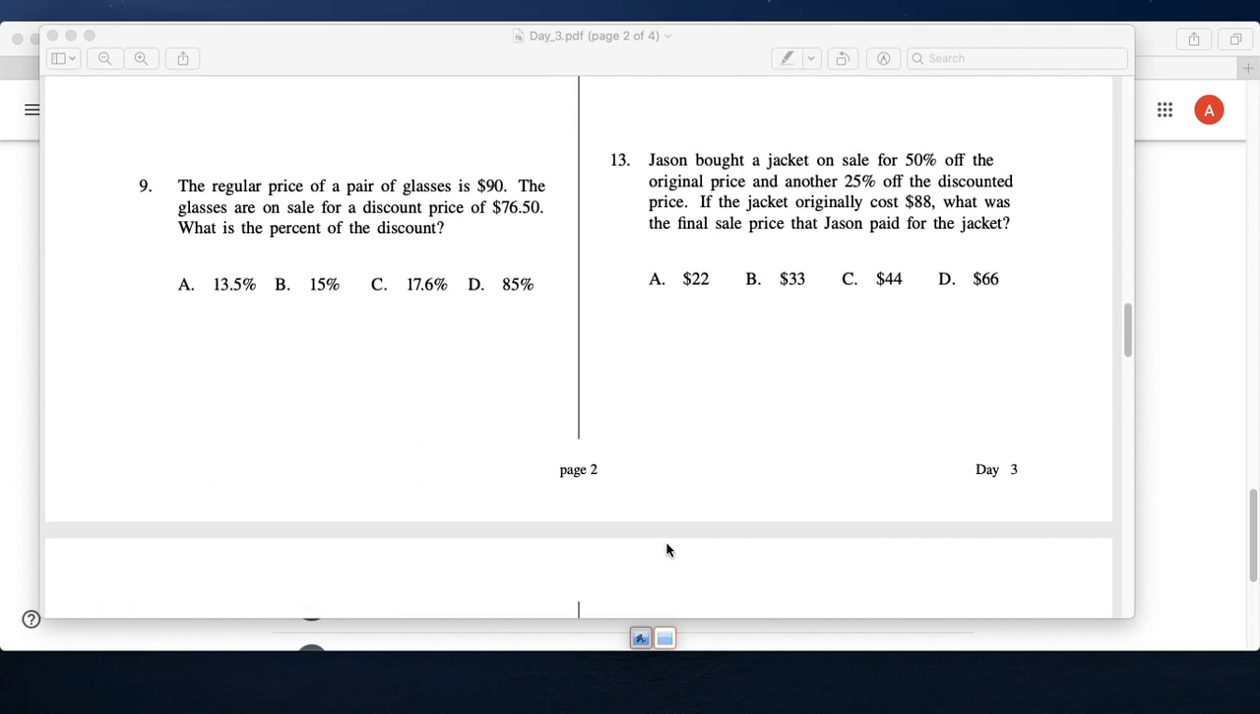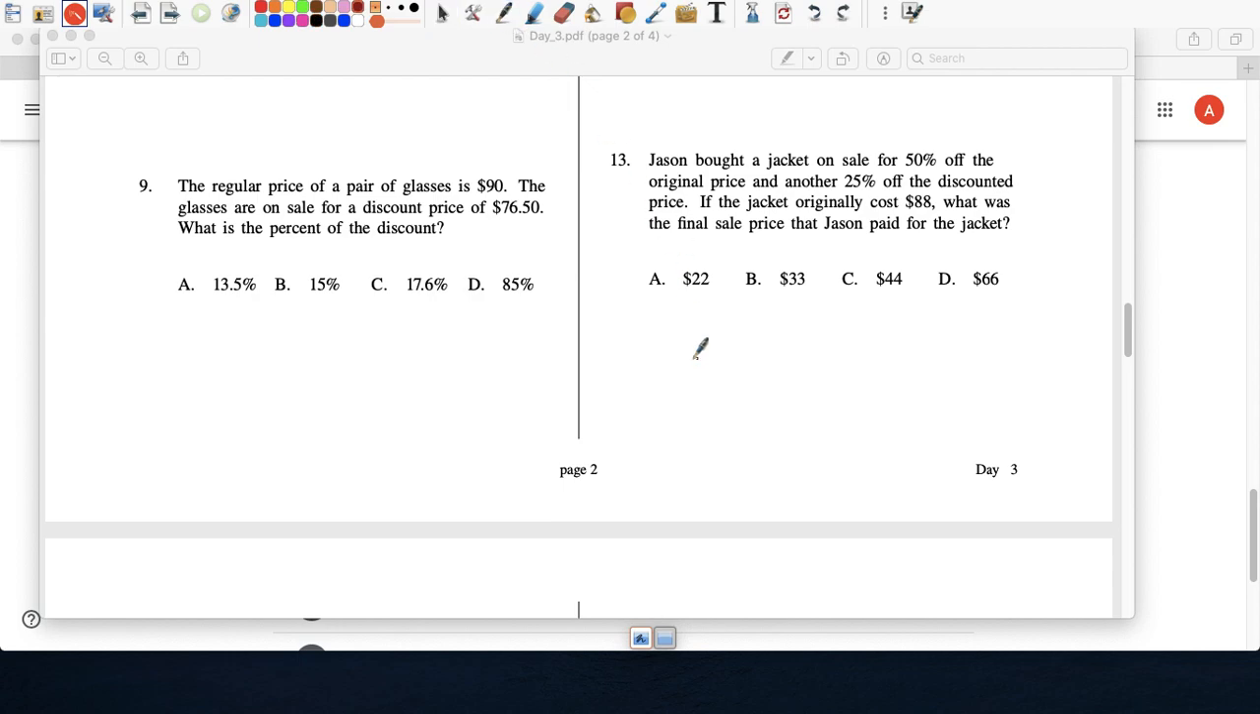13. Jason bought a jacket for 50% off the original price and another 25% discount. The jacket originally was $88. What was the final sale price? So, 2 discounts. That's easy. $88 times the first discount. If you take 50% off, obviously you'll have 50% left, right? And then the second discount, if you take 25% off, you're left with 75%. So that should have been your numbers. So 88 times 0.5 times 0.75 is going to give us the magical number of $33.